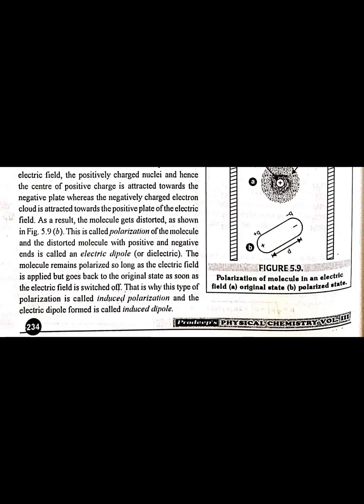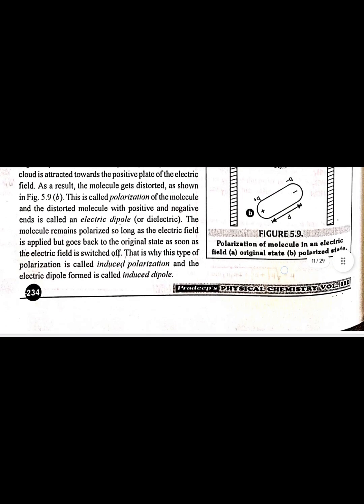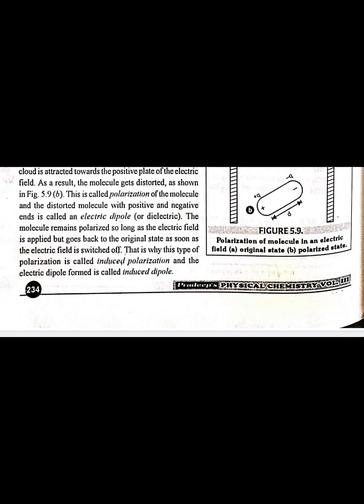This is called polarization of the molecule, and the distorted molecule with positive and negative ends is called an electric dipole or dielectric. The molecule remains polarized so long as the electric field is applied, but goes back to the original state as soon as the electric field is switched off. That is why this type of polarization is called induced polarization, and the electric dipole formed is called induced dipole.